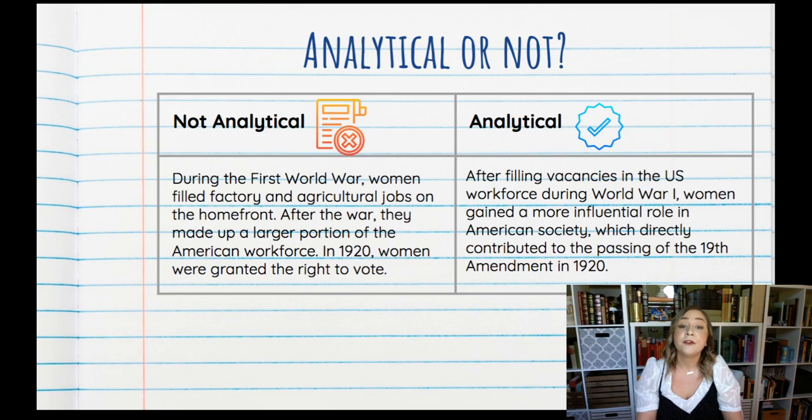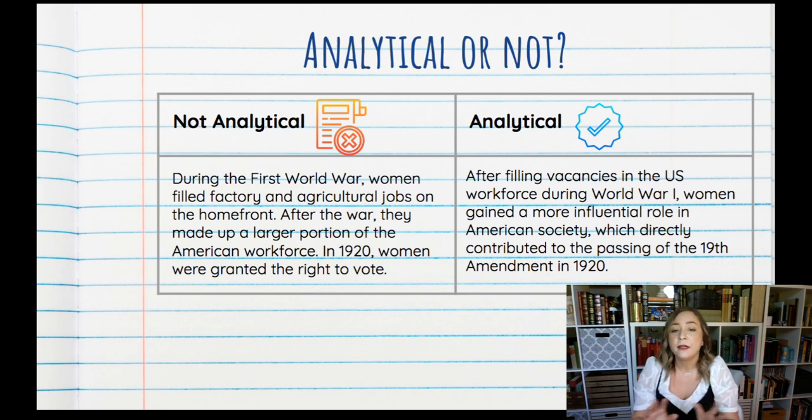"After filling vacancies in the U.S. workforce during World War I, women gained a more influential role in American society, which directly contributed to the passing of the 19th Amendment in 1920." So all the same basic facts. Women took jobs during the First World War. They had more jobs after the war. Women were granted the right to vote shortly after World War I.